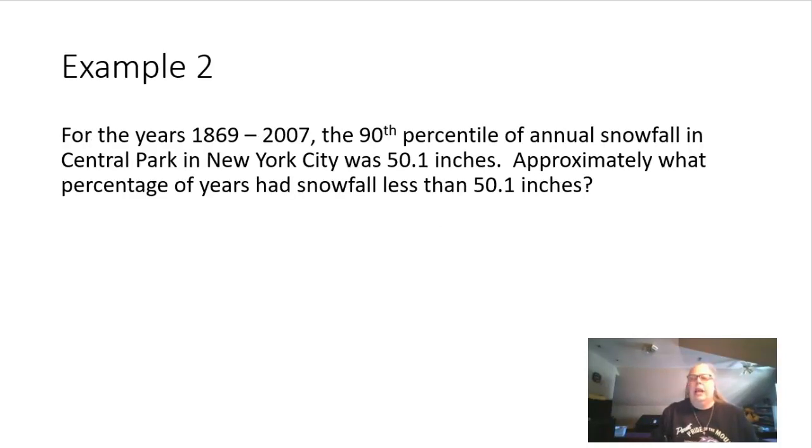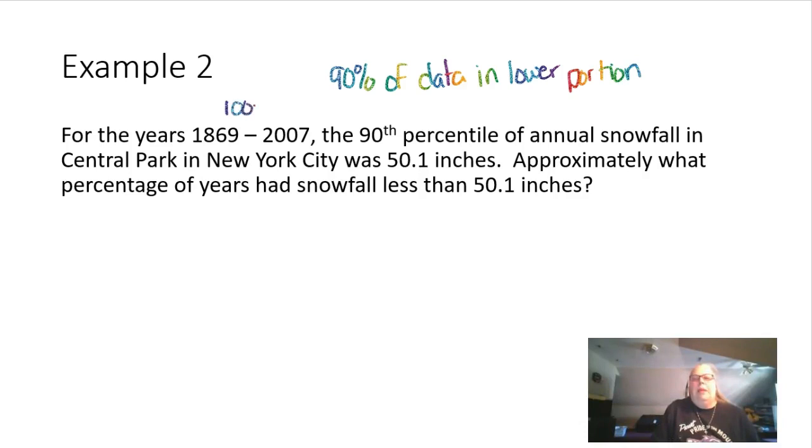Since we're looking at the 90th percentile, this means that 90% of our data is in the lower portion. And that means that 100 minus 90, or 10%, of the data is in the upper portion.